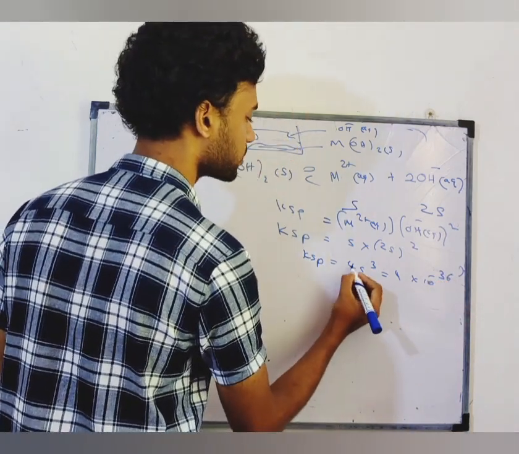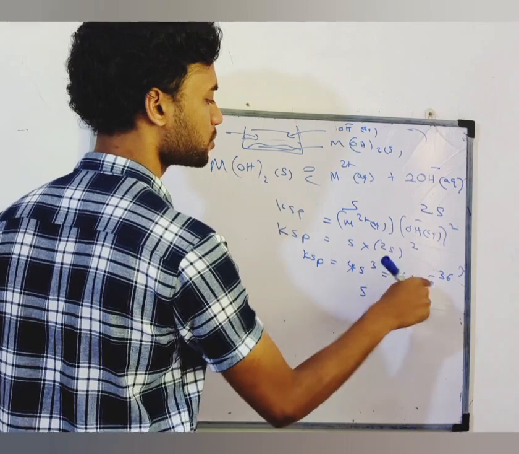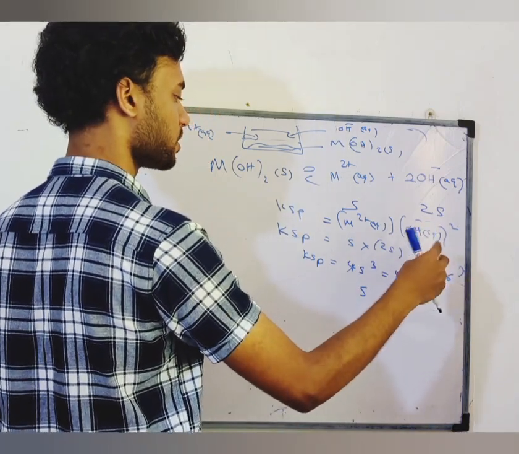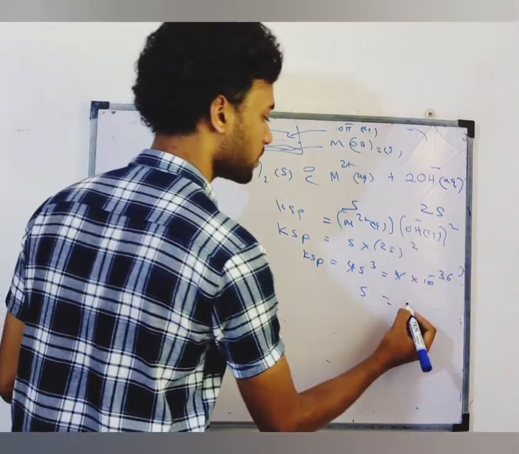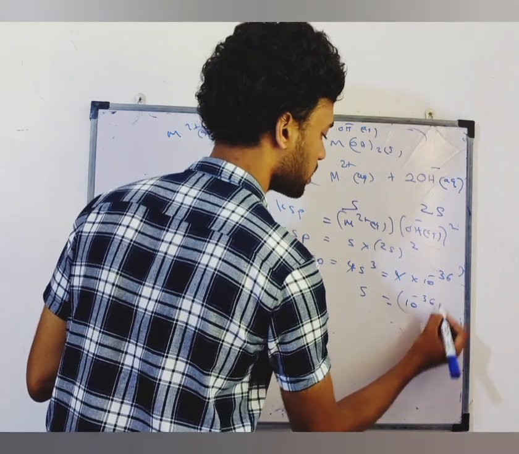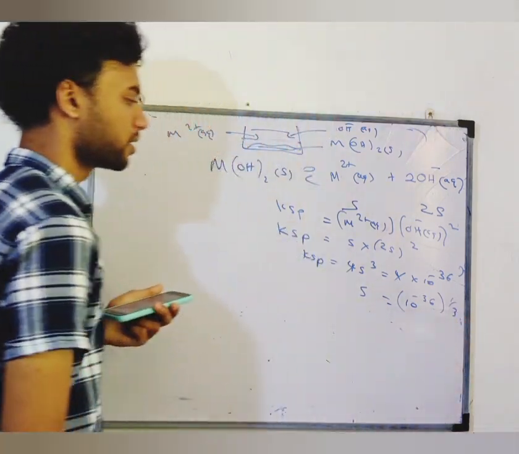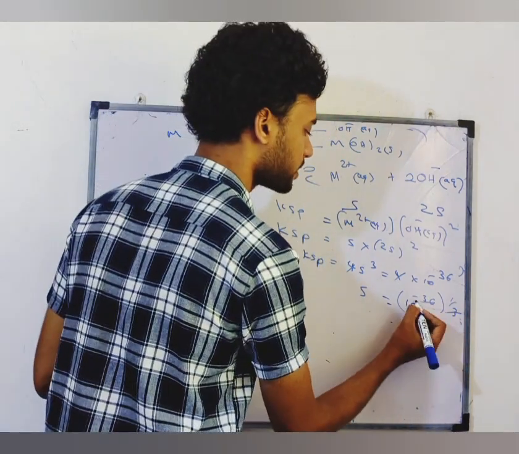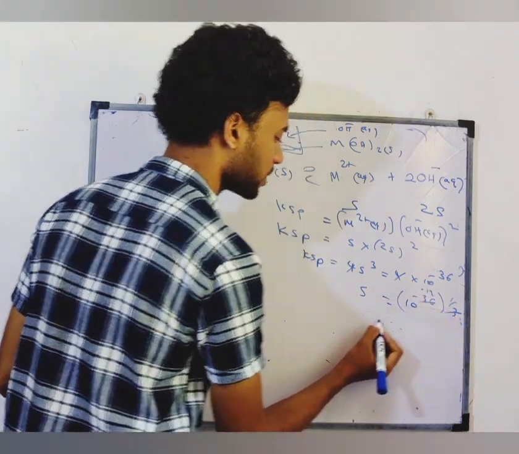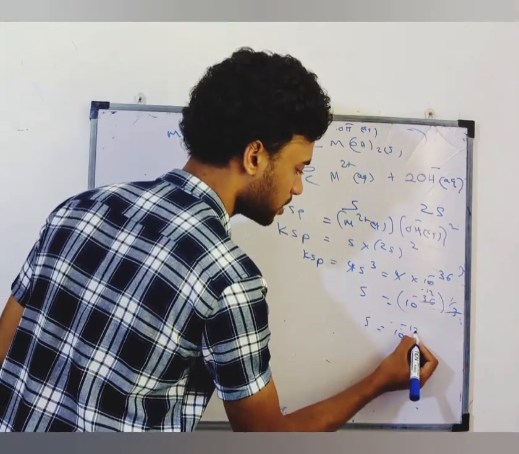Then this 4 and 4 cancel. S to the power 3 is equal to 10 to the power minus 36. That means S is equal to the cube root of 10 to the power minus 36. Then I get minus 12. So S is equal to 10 to the power minus 12.